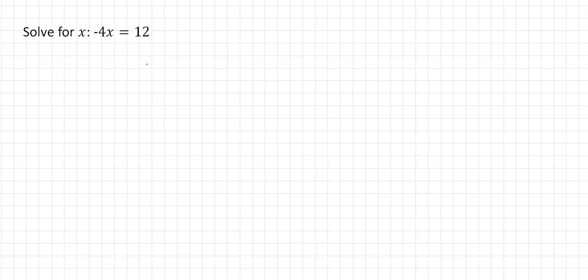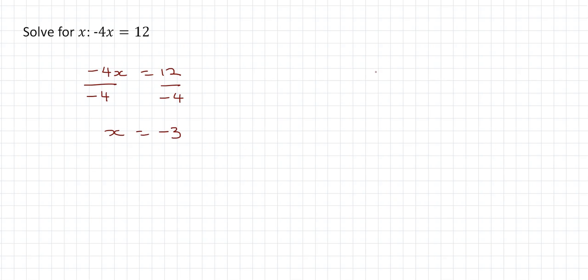Next question, negative 4x is equal to 12. One way of looking at this is that we're multiplying x by negative 4. So I'm going to go ahead and divide by negative 4 and then divide by negative 4. So I have x equal to negative 3.